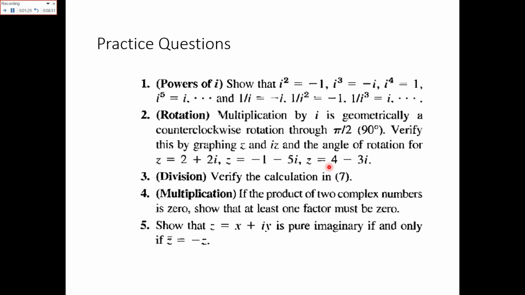In the next question, you have to show that z equals x plus iota y is pure imaginary if and only if z bar is equal to minus z. So you have a complex number, you will take its conjugate and you will show that its conjugate is equal to minus of that complex number.